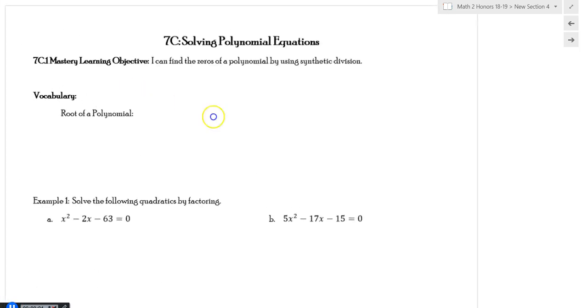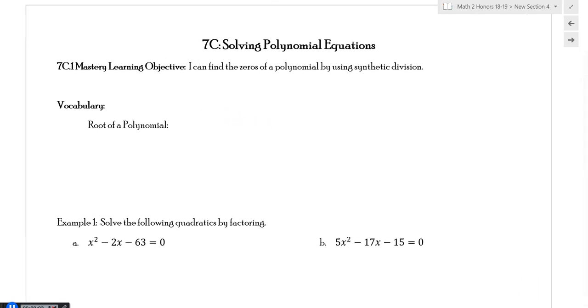Alright, we're now looking at target 7C, which is solving polynomial equations. So our math-targeting objective is I can find the zeros of a polynomial by using synthetic division.